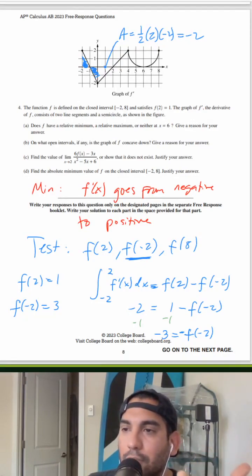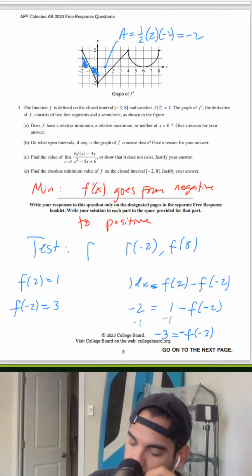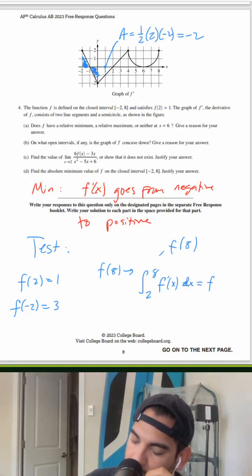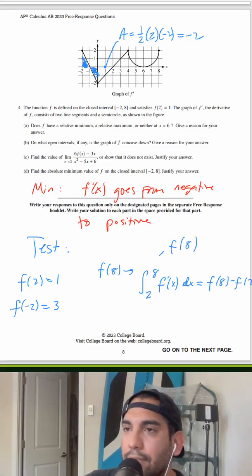Now let's go ahead and find the last one, f of 8. And so remember, we're just testing the values because they want the absolute minimum value. And so we're going to do f of 8. We're going to take the integral, actually not from negative 2 to 8, from 2 to 8 of the derivative function. And that, according to the first fundamental theorem of calculus, is f of 8 minus f of 2. Okay, we already know f of 2.